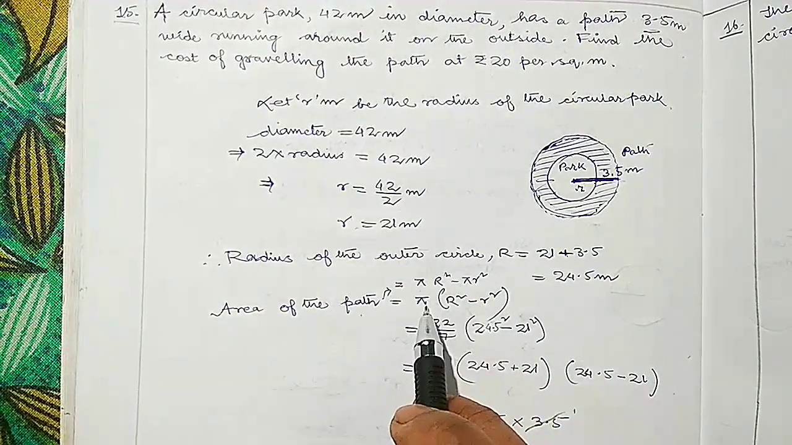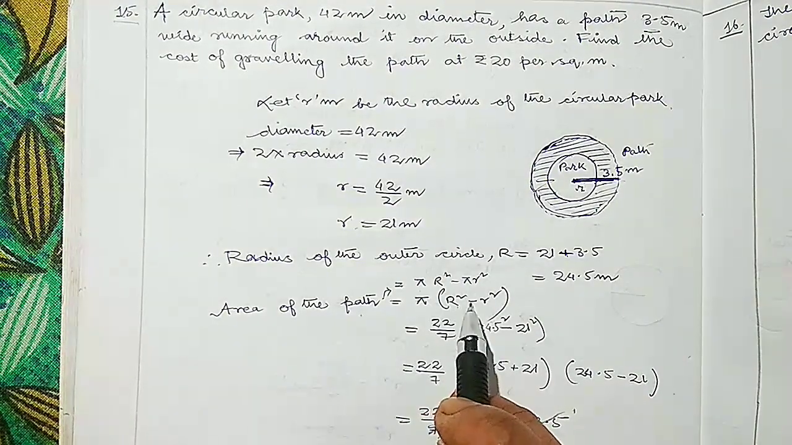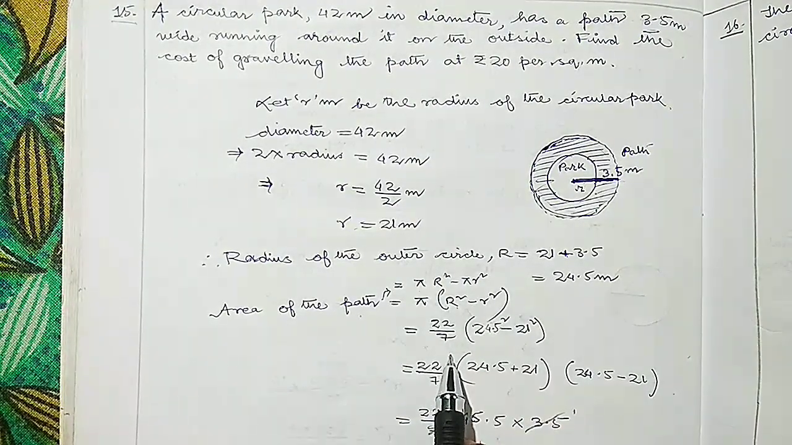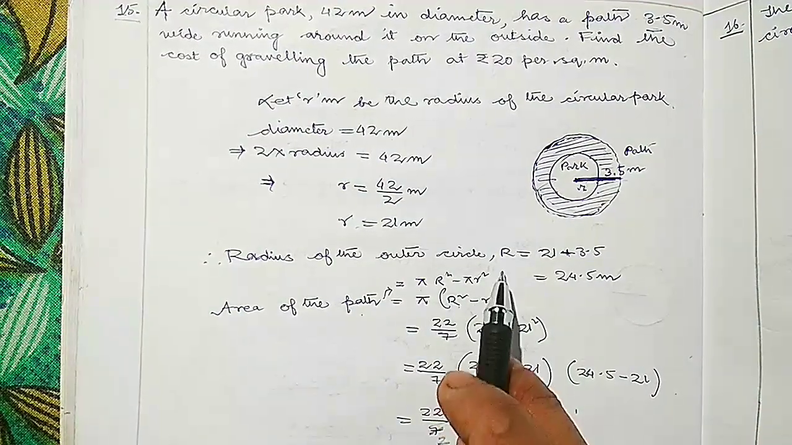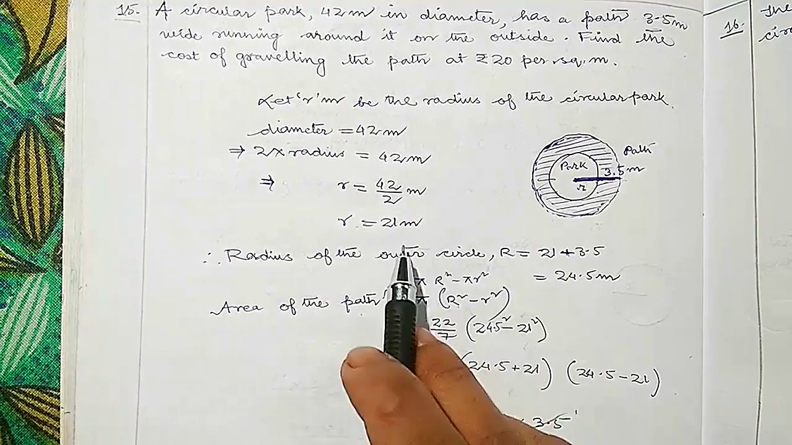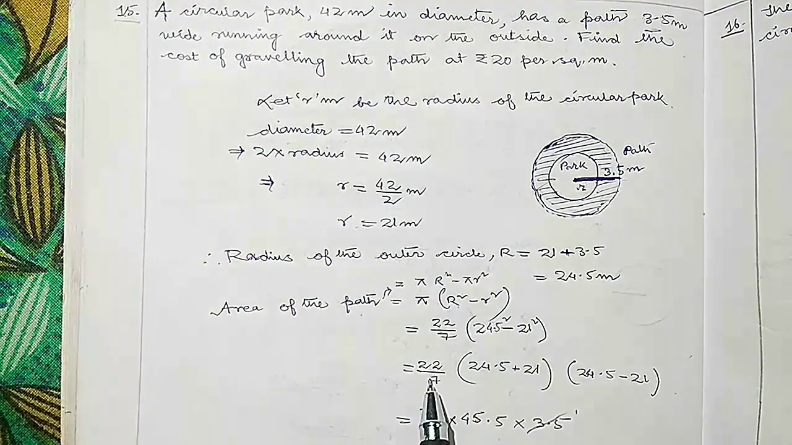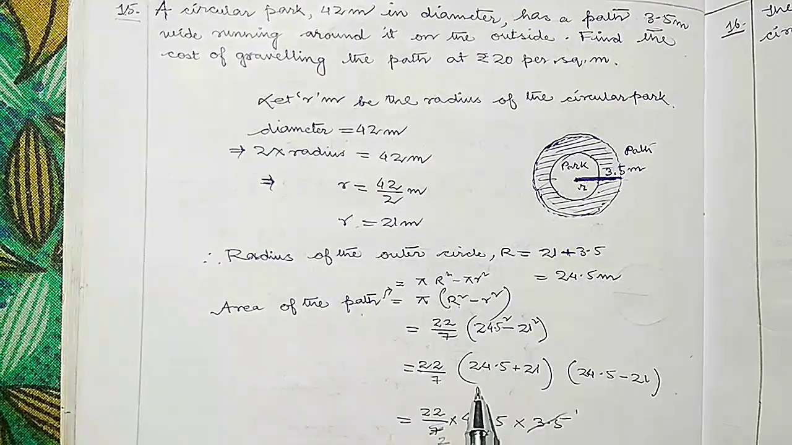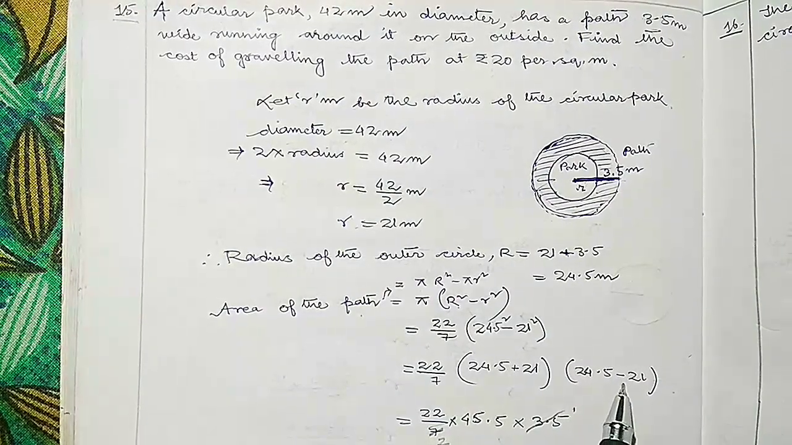Now pi can be taken common. We are left with capital R square minus small r square. So it will be 22 by 7. Capital R is 24.5. So 24.5 square minus 21 square. So 22 by 7. Here a square minus b square. It will be a plus b into a minus b.